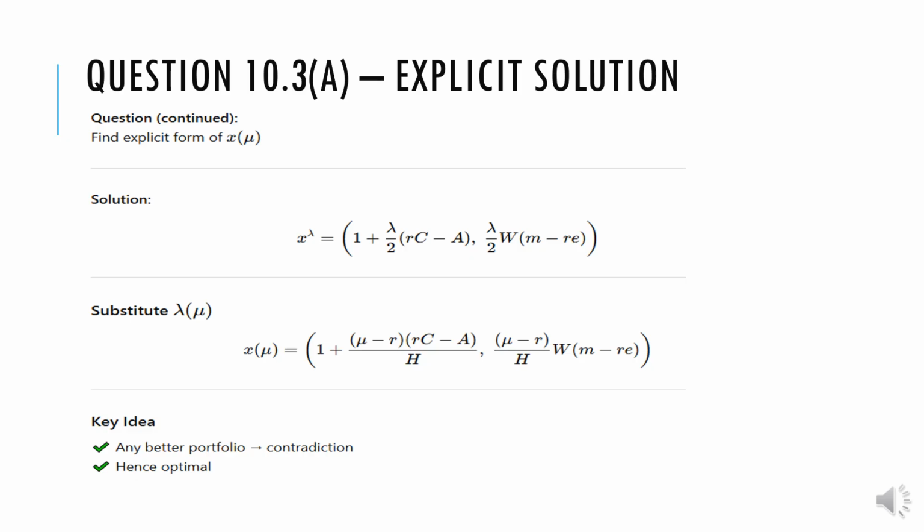The key behind the proof is contradiction. If there existed another portfolio with the same return but lower variance, then the efficient portfolio would not be optimal, which is not possible. So this confirms that our solution is correct.